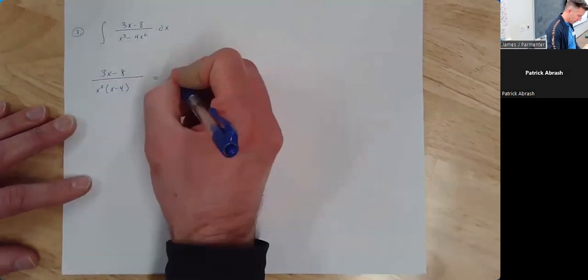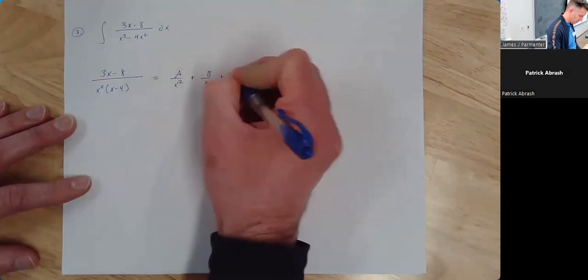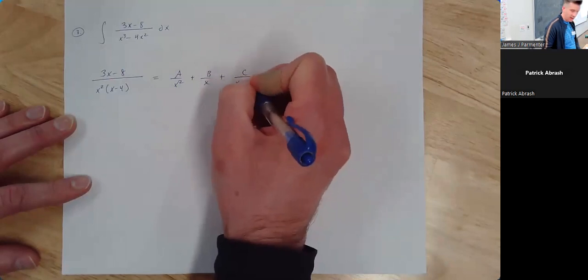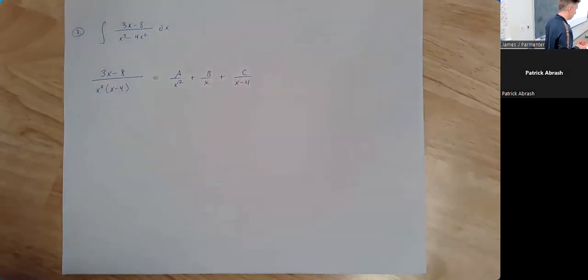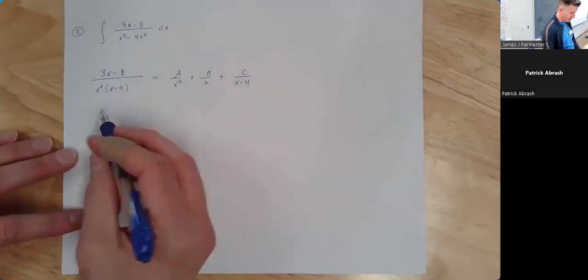And I'm going to write it as A over x squared plus B over x plus C over x minus 4. It does not matter which order you write this in. Some people might write A over x plus B over x squared plus C over x minus 4, or some people might do the x minus 4 one first. It doesn't matter at all. It just matters, if you're looking at someone else's, that you know what their A, B, and C mean versus yours. Order doesn't matter.